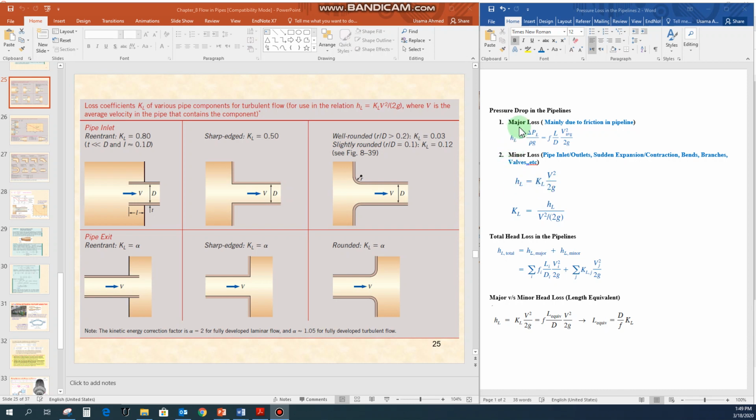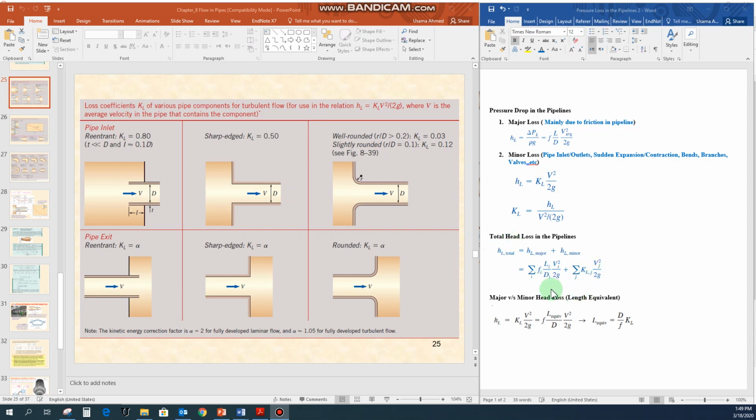Now once we have the value for the major head loss in the system and the value for the minor head loss in the system, we can calculate the total head loss in the system. The total head loss will be equal to the head loss in the major pipings plus the head loss due to the minor components on the pipelines. For the major head loss, we will be using the equation that we studied in the previous lecture, and for the minor head loss, we will be using KL V squared by 2g. And we can add up these two head losses in the pipelines to get the value for the total head loss.